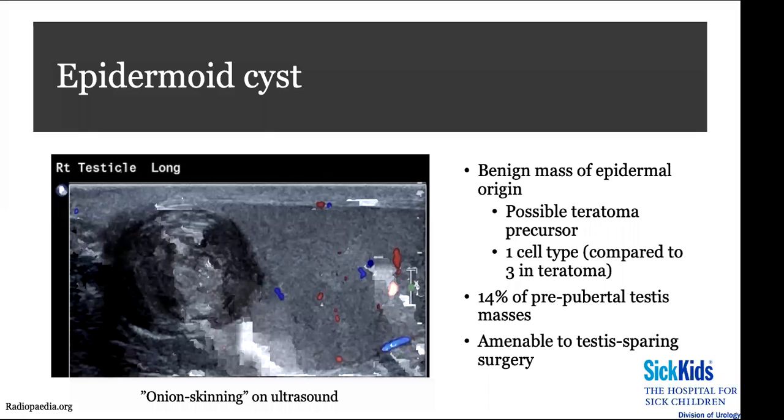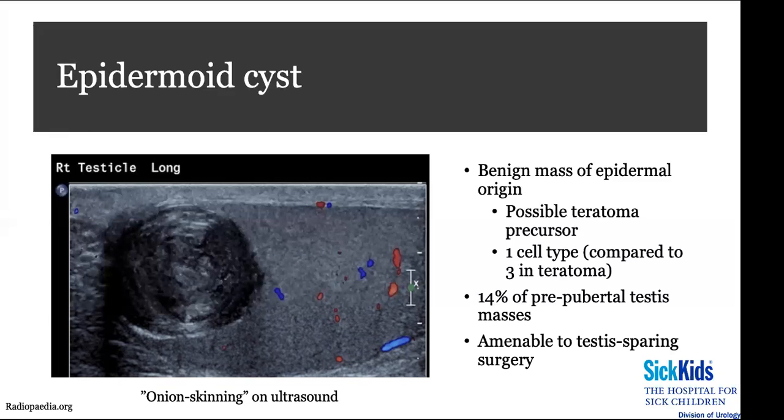These masses have a characteristic finding on ultrasound. So I borrowed this image from Radiopaedia, which demonstrates the characteristic onion skinning pattern seen on ultrasound. So with an ultrasound showing this finding and negative tumor markers, you should be considering testis-sparing surgery as well.